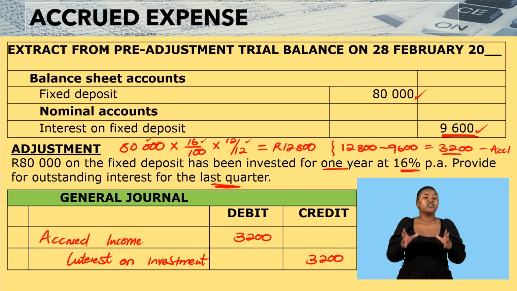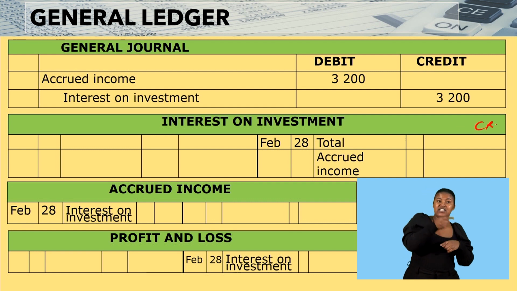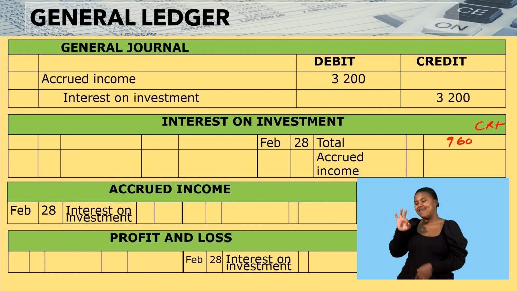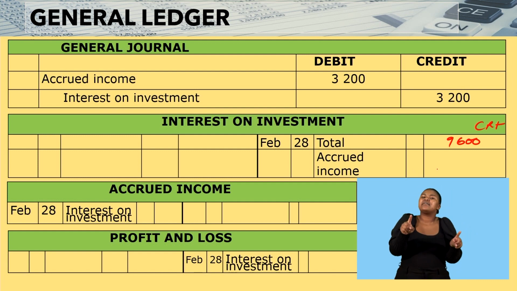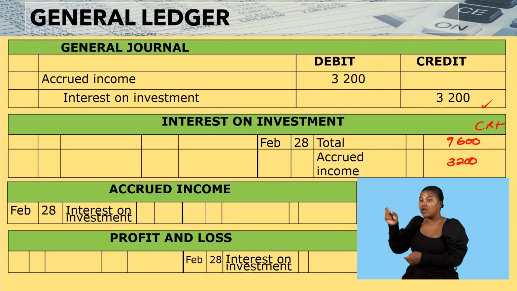Once you have completed your general journal, it therefore becomes easy for you to complete your general ledger. In the general ledger, the interest on investment, it is an income account, so it will increase on the credit side. So we have the total from the trial balance, which was 9,600. You remember that one? The one for the other quarters that we've already received. However, we have interest for the last quarter that was not received, so that is accrued income. And we come to our interest on investment, then we credit it with 3,200, as you see here. Therefore, it means we debit our accrued income with 3,200 over here.